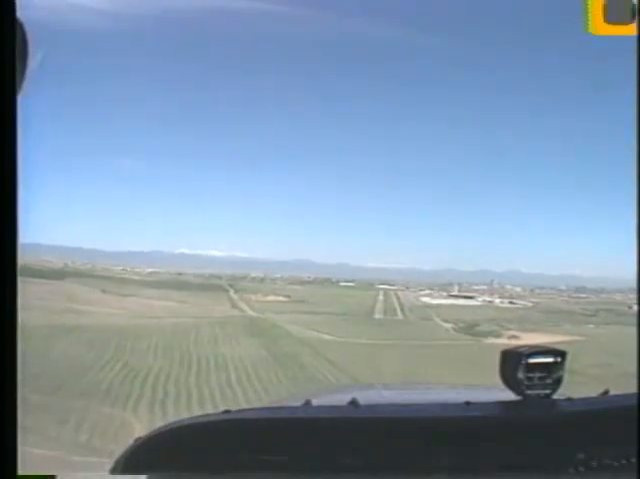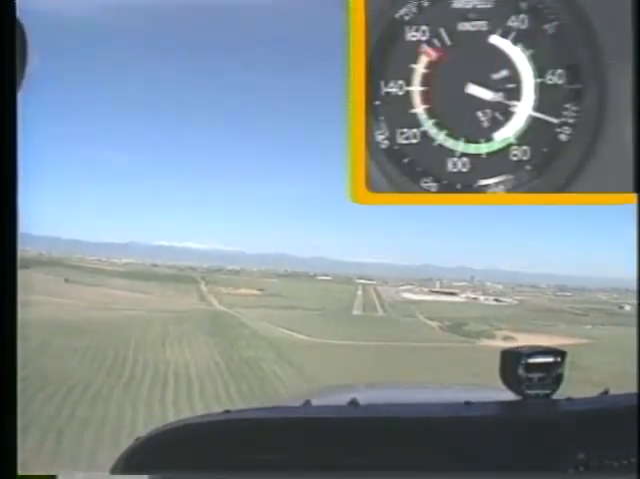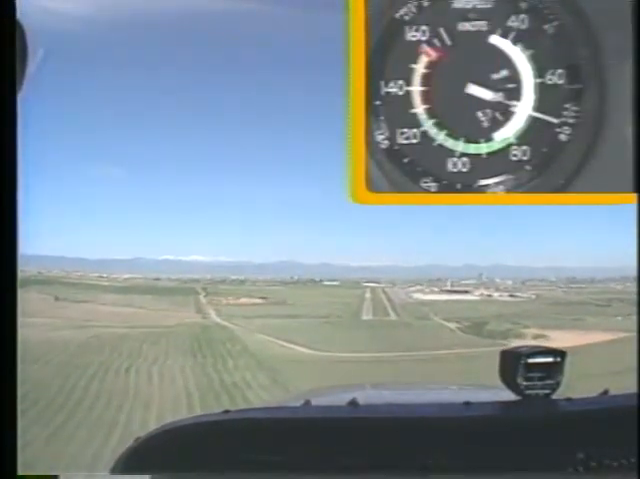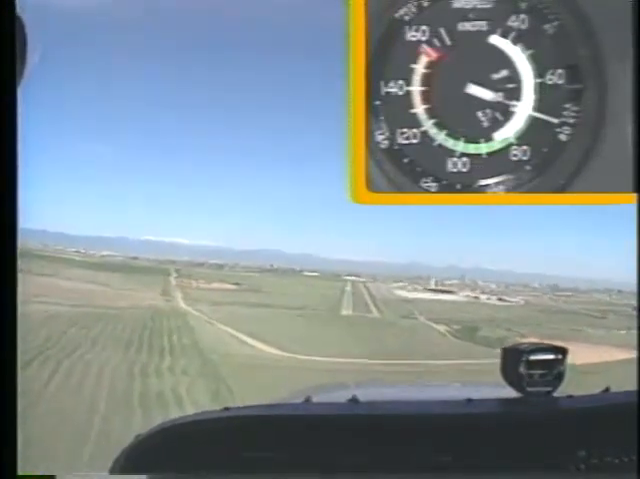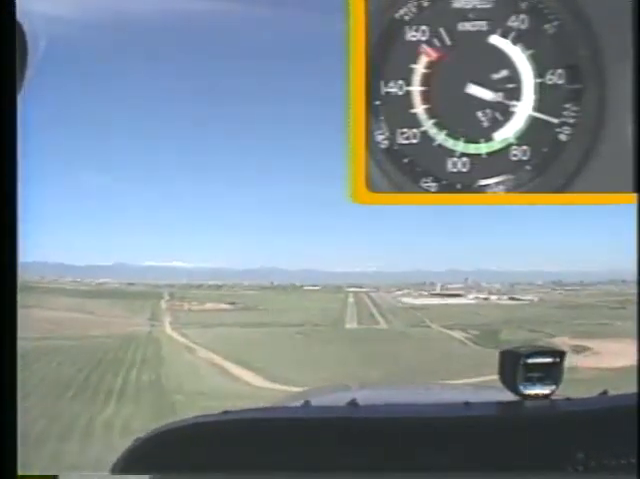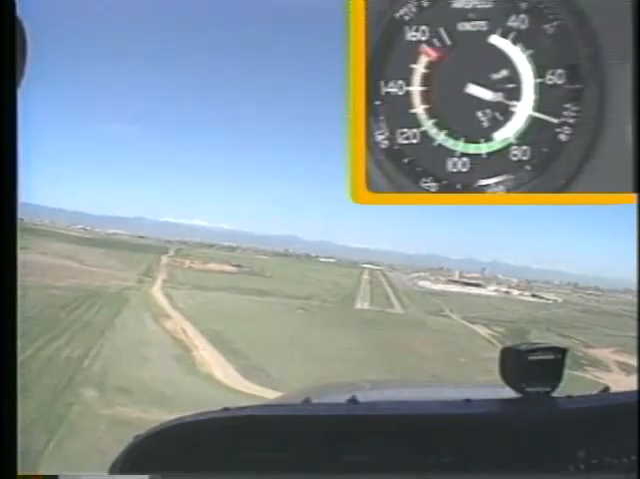The white arc becomes very useful during the landing phase of your flight because it helps you determine when you can safely extend the flaps. It also shows you when you're approaching the normal stall speed in the landing configuration.